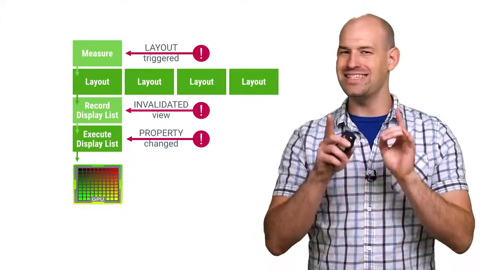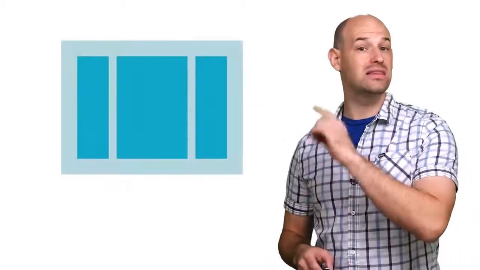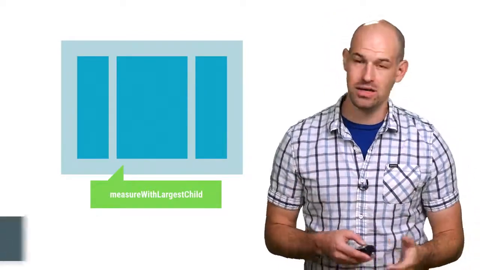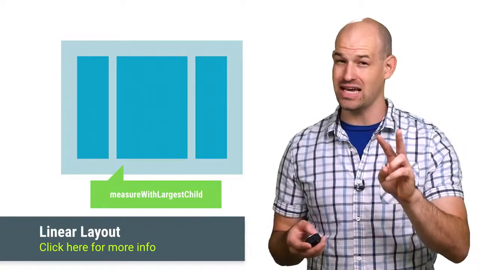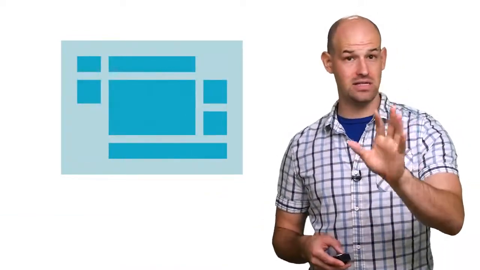But be warned here, it's not the only container that can produce this double layout behavior. For example, linear layout generally only issues a single layout request until you add the measure with largest child parameter, in which case it can end up needing to kick off a second layout pass to resolve the proper sizes. A grid layout has a very similar issue.